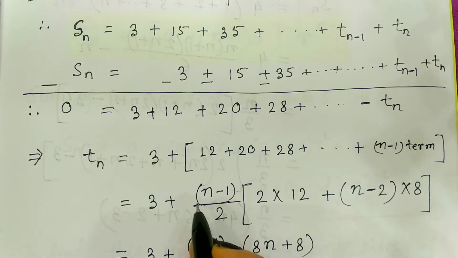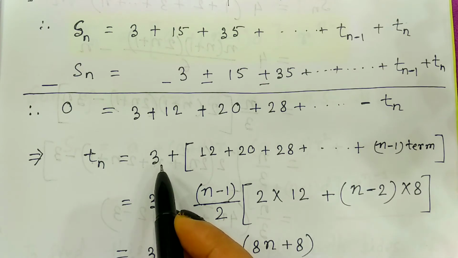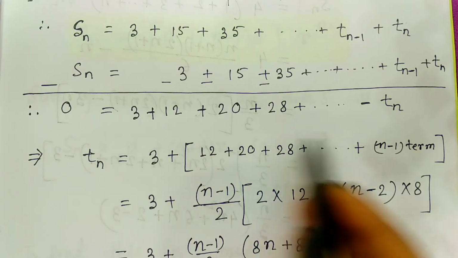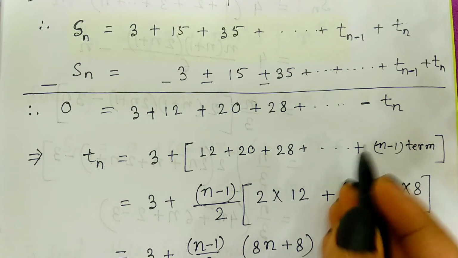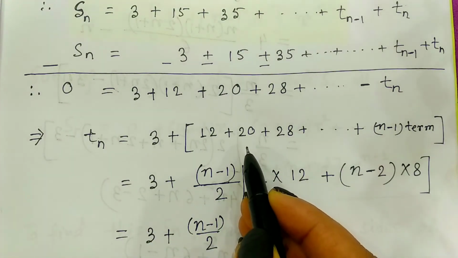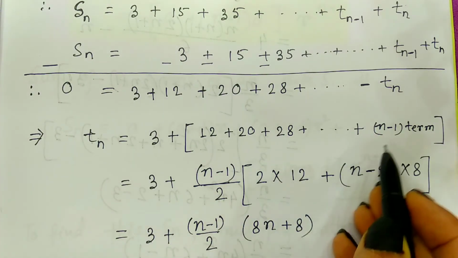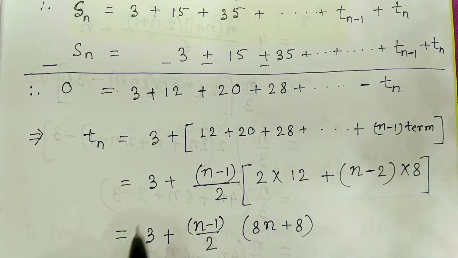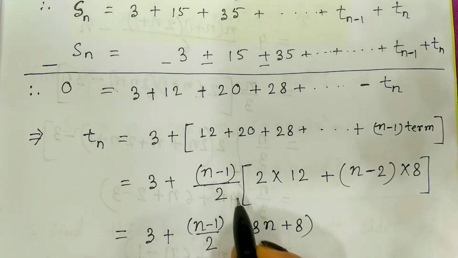So what we can do, first take the term 3 separately, then from 12 onwards this is an AP, and the common difference is 8. So the total number of terms is n minus 1. Then we simply substitute the formula.